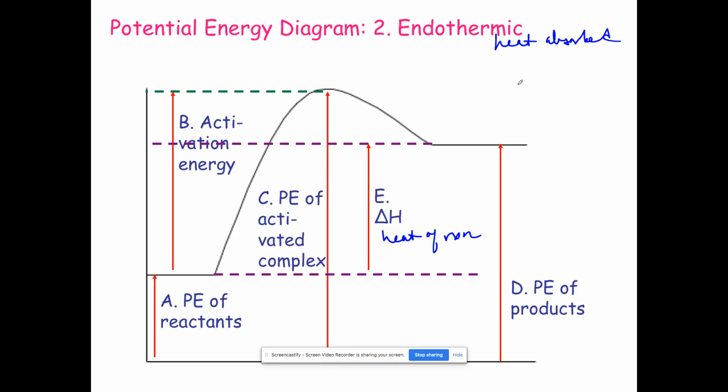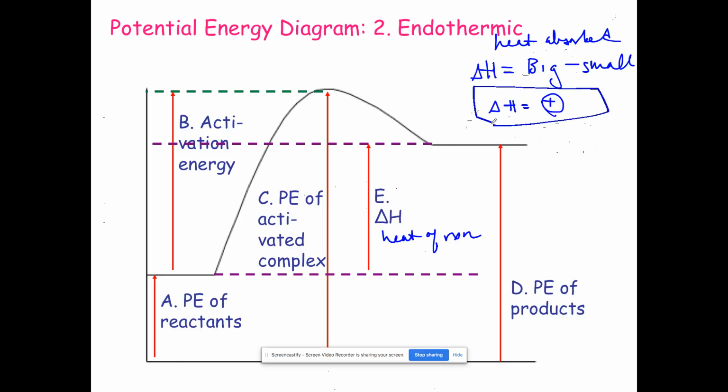Now, this is an endothermic graph. Let's talk about the sign of delta H, which again, I don't have any units here, so we can't be quantitative, but we can still figure it out. So delta H of an endothermic reaction, a bigger number, it's always PE of products minus PE of reactants. Bigger number minus smaller number. A bigger number minus a smaller number is going to still give us a positive overall value. So in an endothermic potential energy diagram, delta H will be positive.